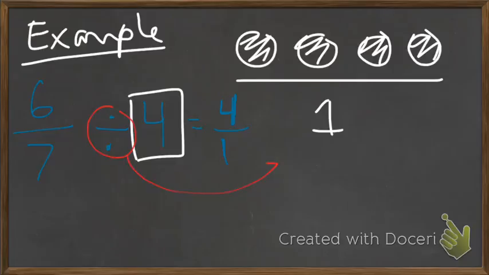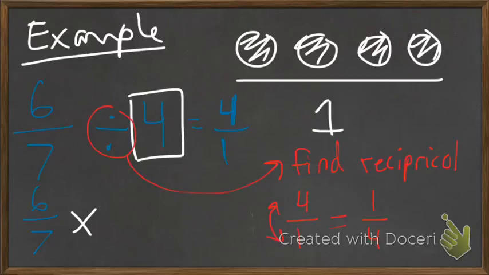Now, since it's a division sign, we need to find the reciprocal. So the reciprocal of 4 over 1, we flip the values, we flip the numerator and denominator, and we get 1 over 4. So we can rewrite this question. 6 over 7 is now multiplied by 1 over 4. And we can work out the math as it stands. 6 multiplied by 1 gives us 6. 7 multiplied by 4 gives us 28. So now we've got 6 over 28.